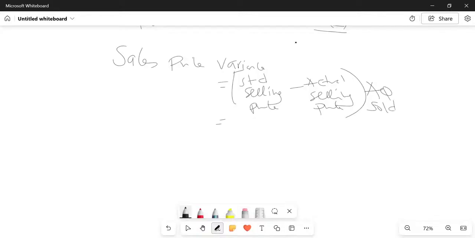In this entire question, are you able to see the standard selling price? 6,200. Is there somebody who is able to see the actual selling price? In the actual information, it is 6,200. How about the actual quantity sold? 11,700. So this automatically will give me 0.